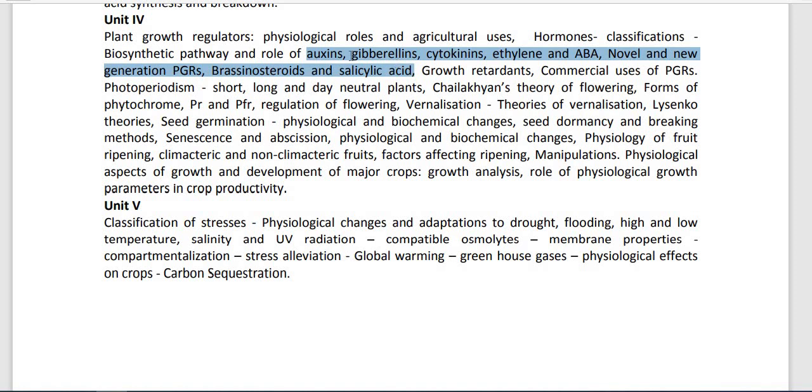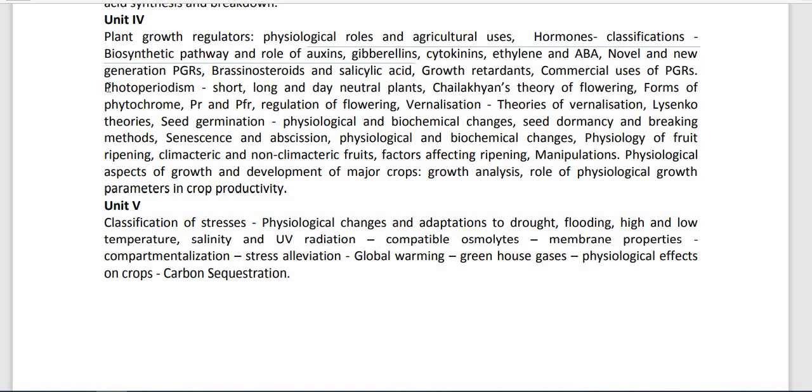So for ethylene and ABA, for each and every hormone, brassinosteroids, salicylic acid, you have to know the physiological roles and each and every point about them, and their agricultural, commercial uses in day-to-day life. And some of the growth retardants used against GA, there will be CCC.